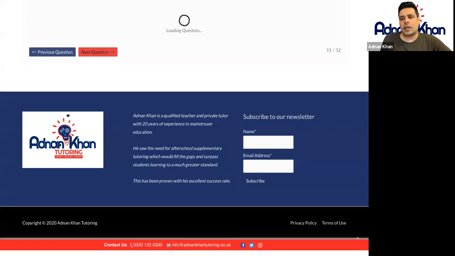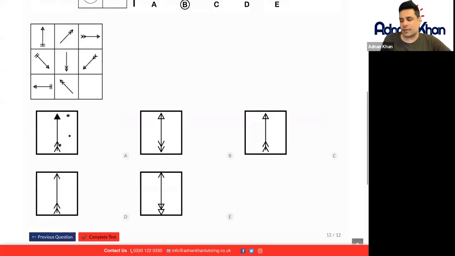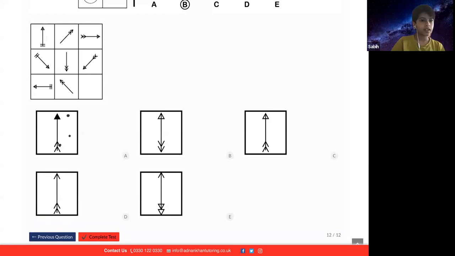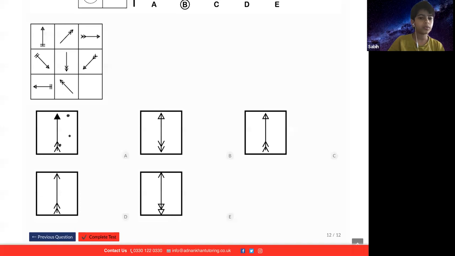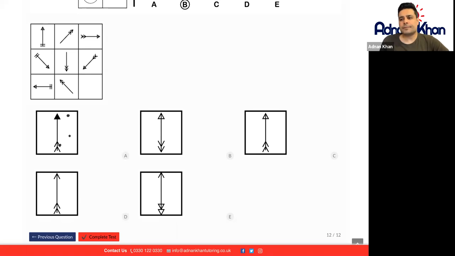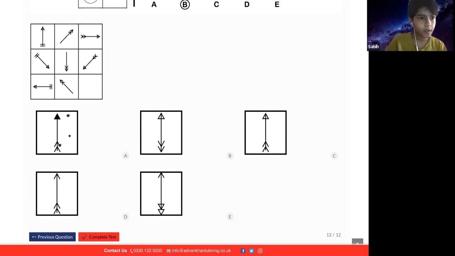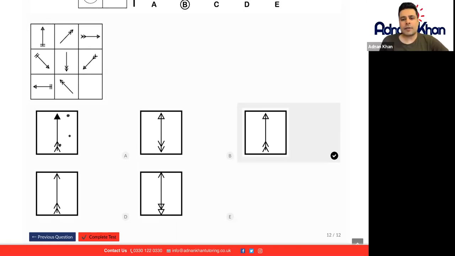Well done. And this is the last one, Sabi. Give us an explanation for this one as well, if you can. So the arrows are going 90 degrees clockwise, and all the rows have an arrow that has 2 lines at the bottom, an arrow which has 2 arrows at the top, and an arrow that has 2 arrows at the bottom. Yes, so for this one, which one are we going to go for then? C. C.